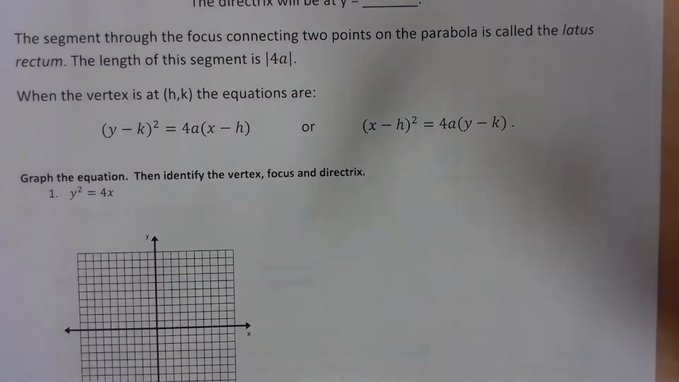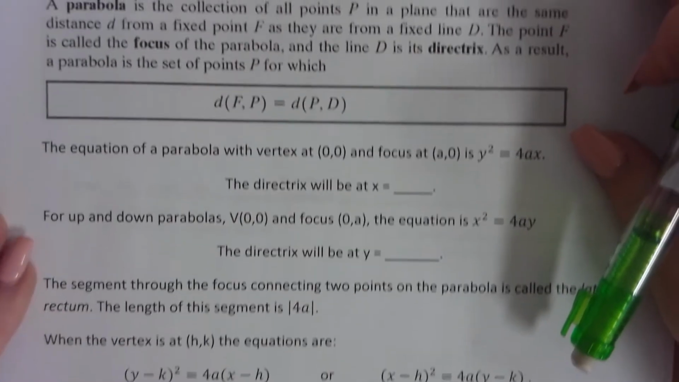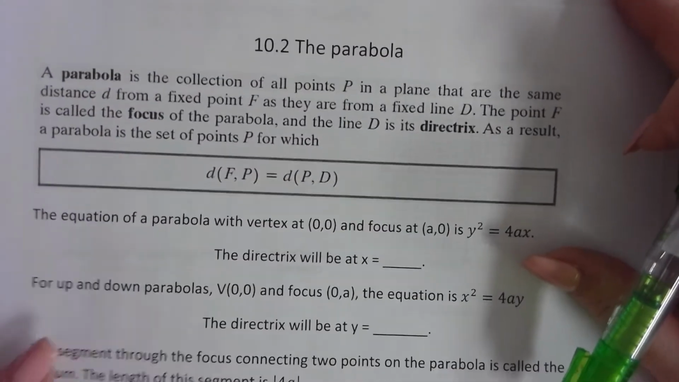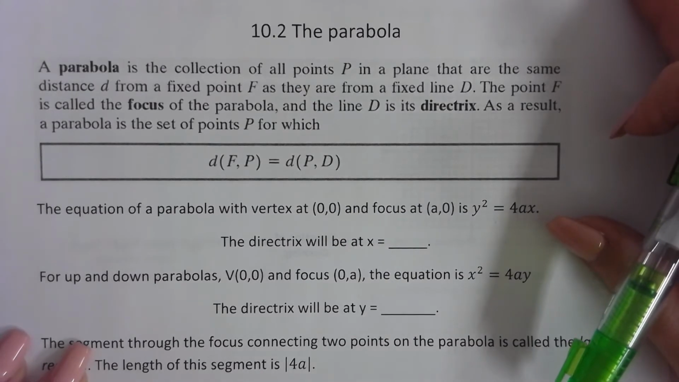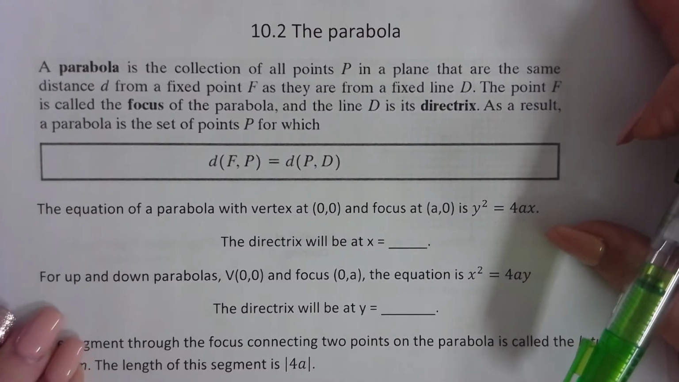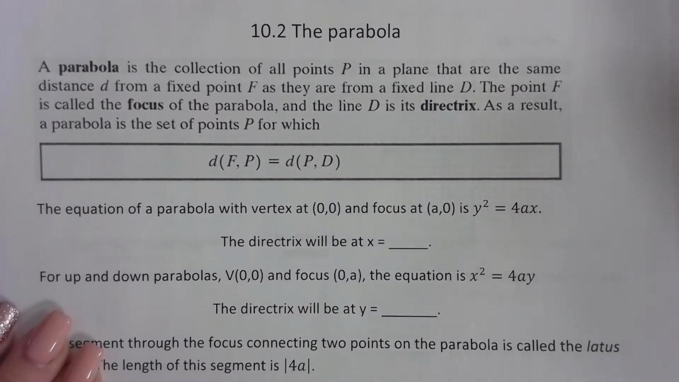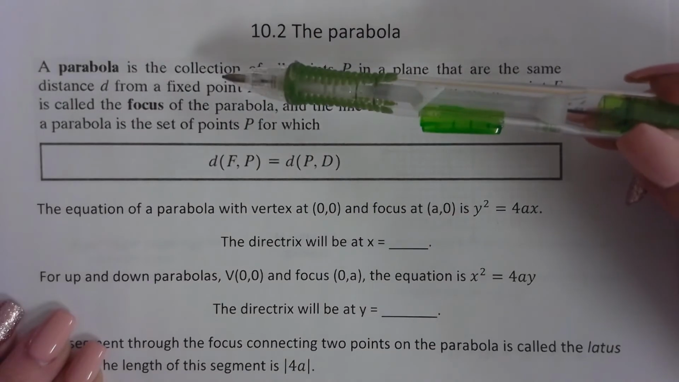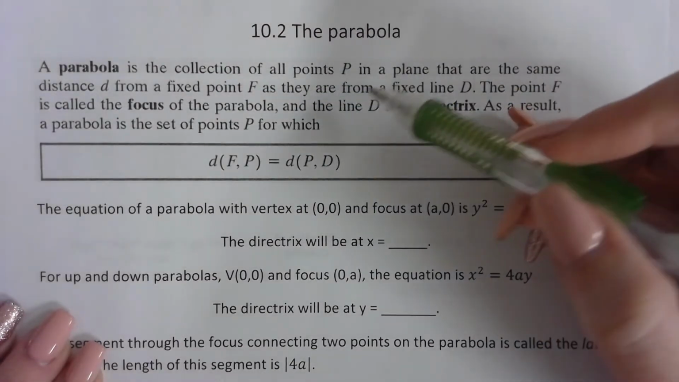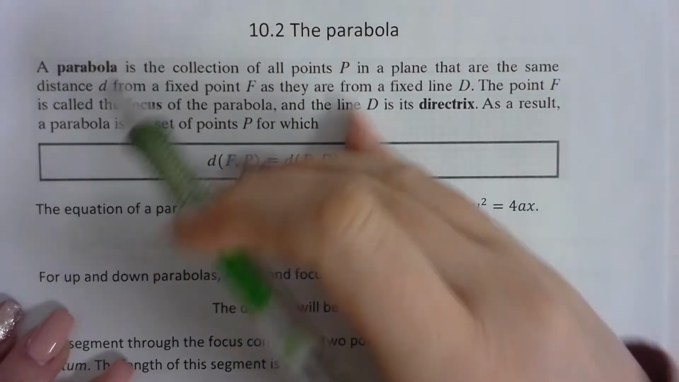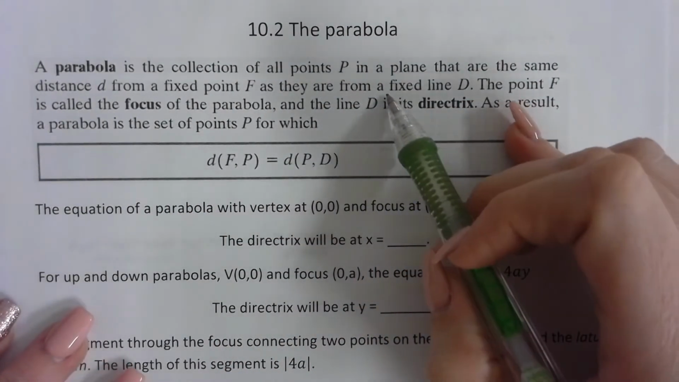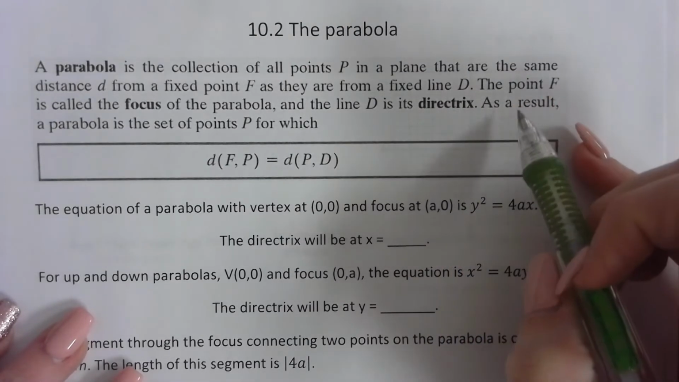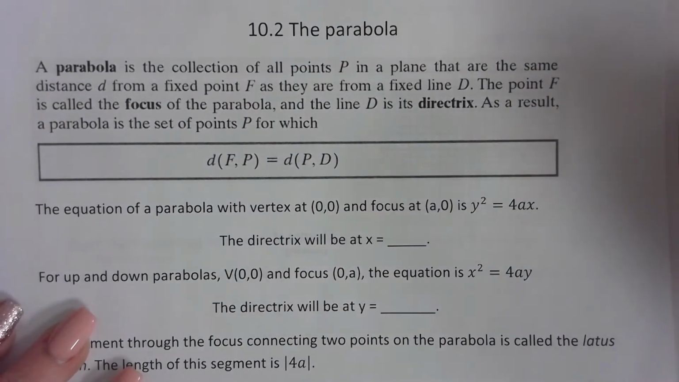So the first conic section we're going to look at is parabolas. Now, I know you guys have done parabolas a lot since you were in high school. However, this is a little bit different form of parabola. When we talk about parabolas of conics, it's still a parabola, but the equation and the form of it is going to look a little different. A parabola is a collection of all points P on a plane that are the same distance D from a fixed point F as they are from a fixed line D.